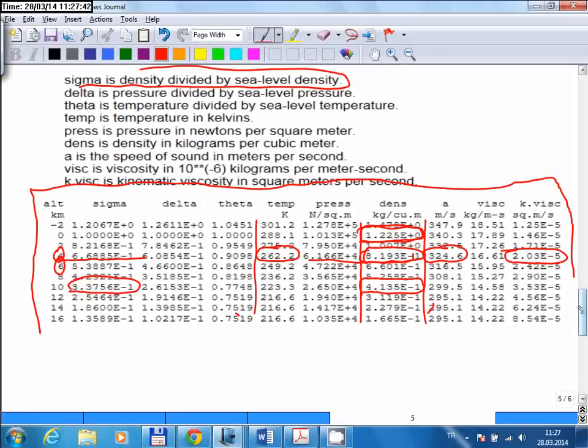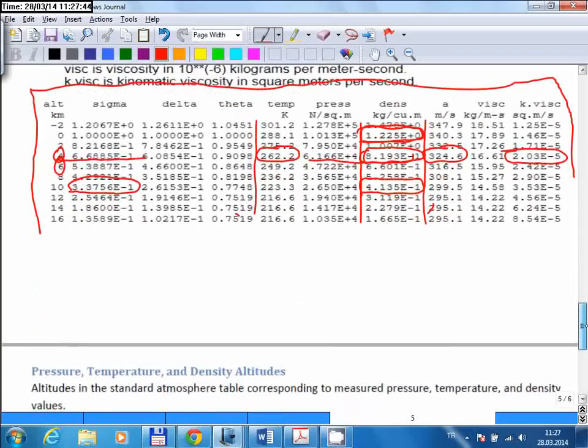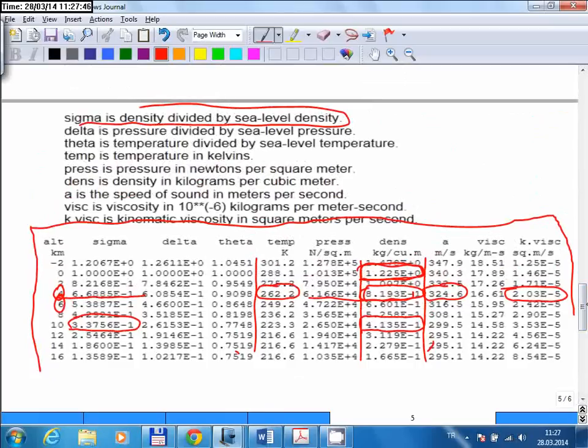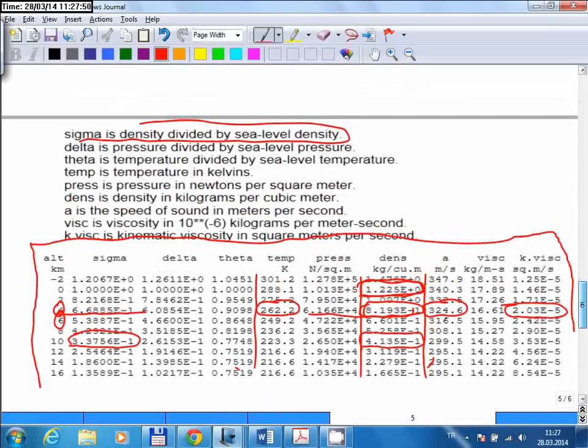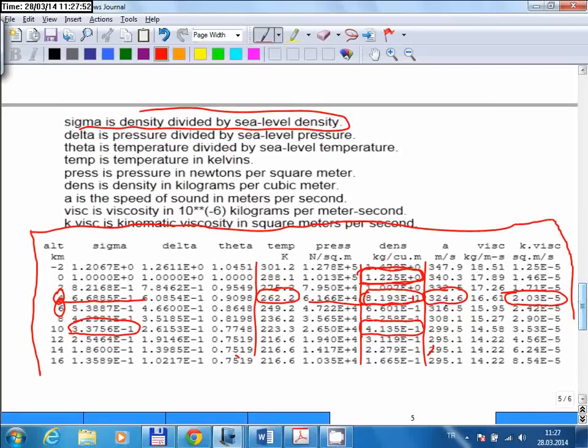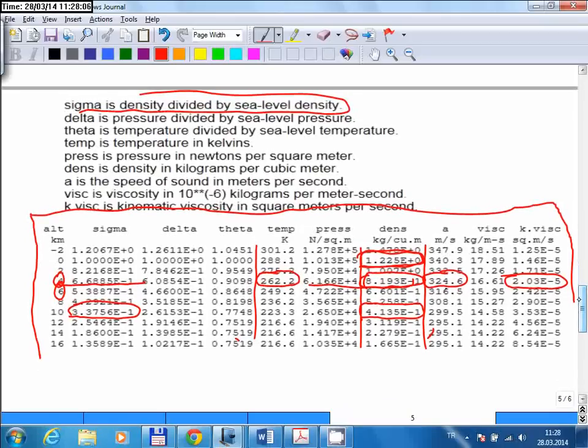Okay, so this is all I wanted to say today about air properties and standard atmosphere tables. Starting from next week, we will start performance calculations. So starting from next week, I will be talking about equations for longitudinal flight, and then we will start calculating the performance numbers. Okay?